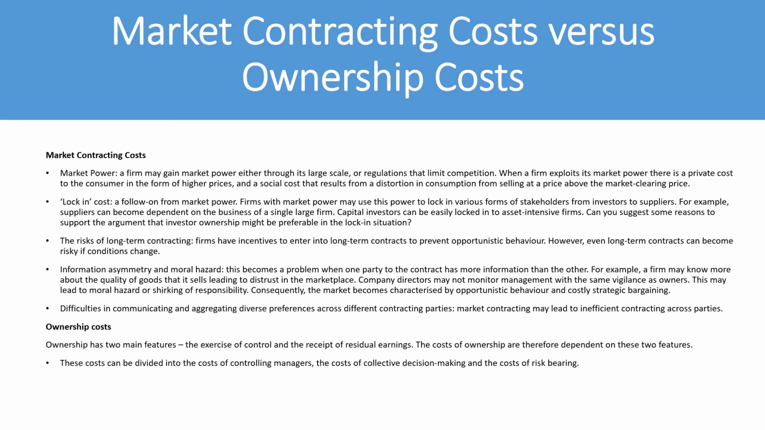There's another sort of academic part to look at, which is market contracting costs versus ownership costs. So in terms of market contracting costs, these are the costs that refer to what's happening in the business, in the market. Things like market power. A firm may gain market power through its large scale or monopoly regulations that limit competition.